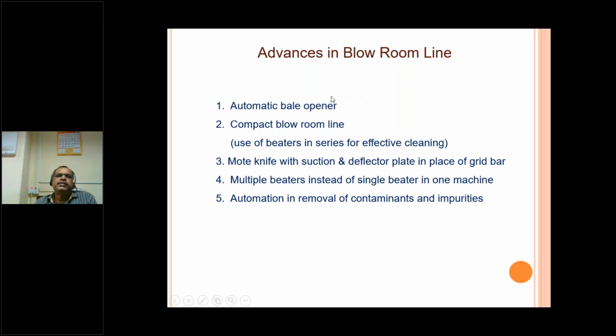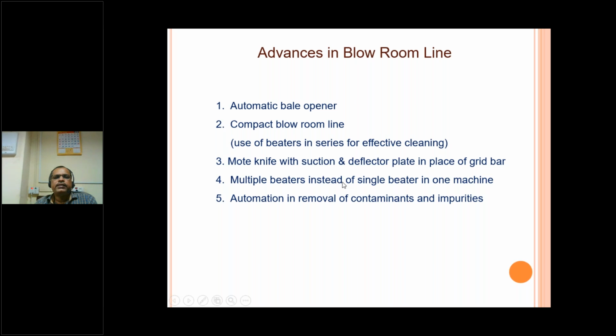Now let's see the recent advances in the blow room line: automatic bale opener, compact blow room line, use of beaters in series for effective cleaning, and mote knife with suction and deflector plates in place of grid bars. Let me describe the mote knife. For beating, under all the beaters there is a grid bar arrangement with a rod-like structure on which the fiber is beaten. Here that has been changed to the mote knife with suction. The structure of these bars has been changed, with suction points to suck the contaminant dust from that point and clean the fibers more efficiently.